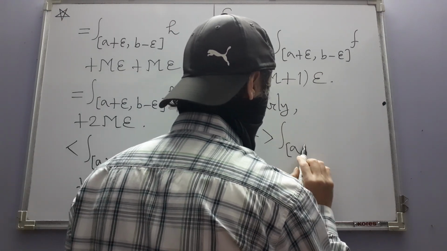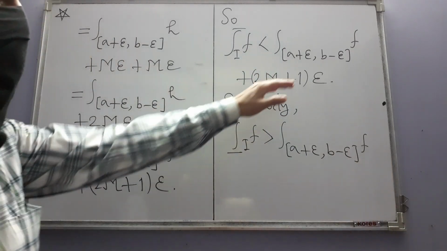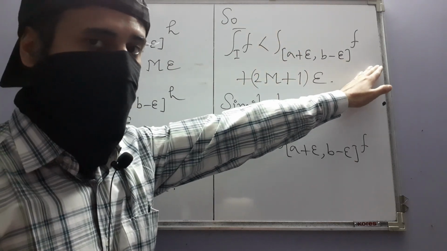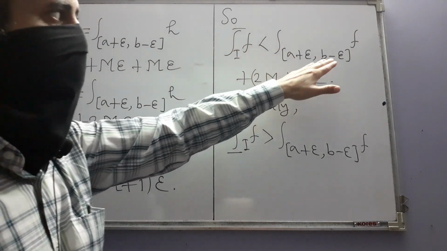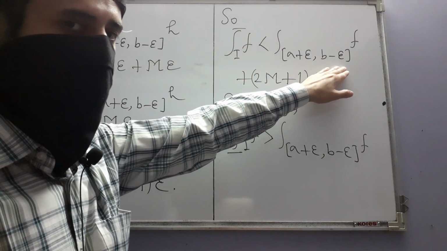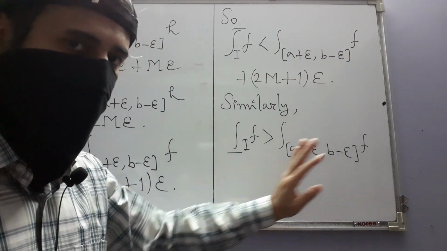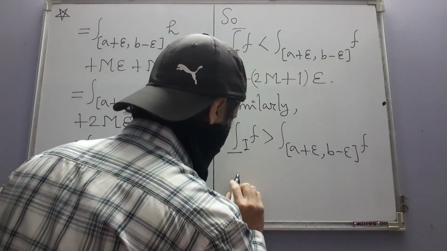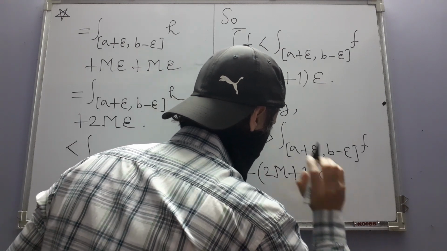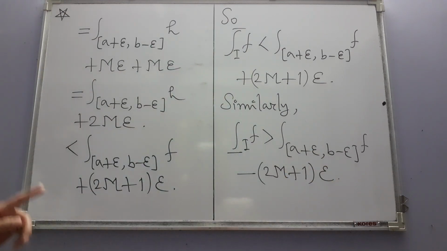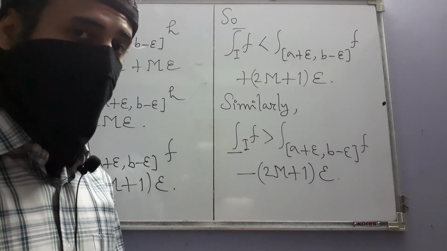The integral of this won't change, but here, because this is already an integral that exists, f is Riemann integrable on this, but in this inequality, its interpretation is that it's the upper Riemann integral of f on this interval. Here it is the lower Riemann integral of f on this interval. But in this case, along with that, you get minus of 2m plus 1 times epsilon. And now we can use these two inequalities to see what the difference of this upper and lower Riemann integrals of f is.